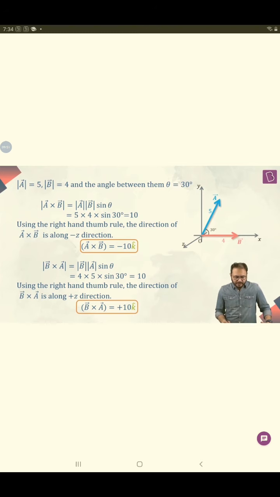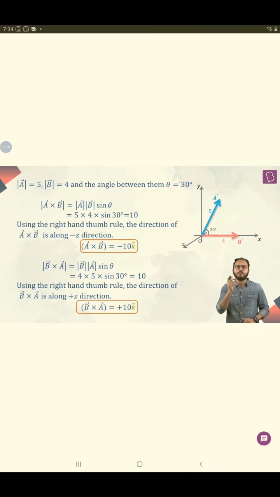There we go. So mod A, mod B, 5 times 4. What's the angle between them? 30 degree. Sin 30 is half. So I have a 10. Now, once I know this, I know that magnitude is 10, but what's the direction? XY plane. Alright. So XY plane, you want A cross B. First of all, what is the direction which is perpendicular to both X and Y? Z axis. Right? But which one is plus Z and which one is minus Z?